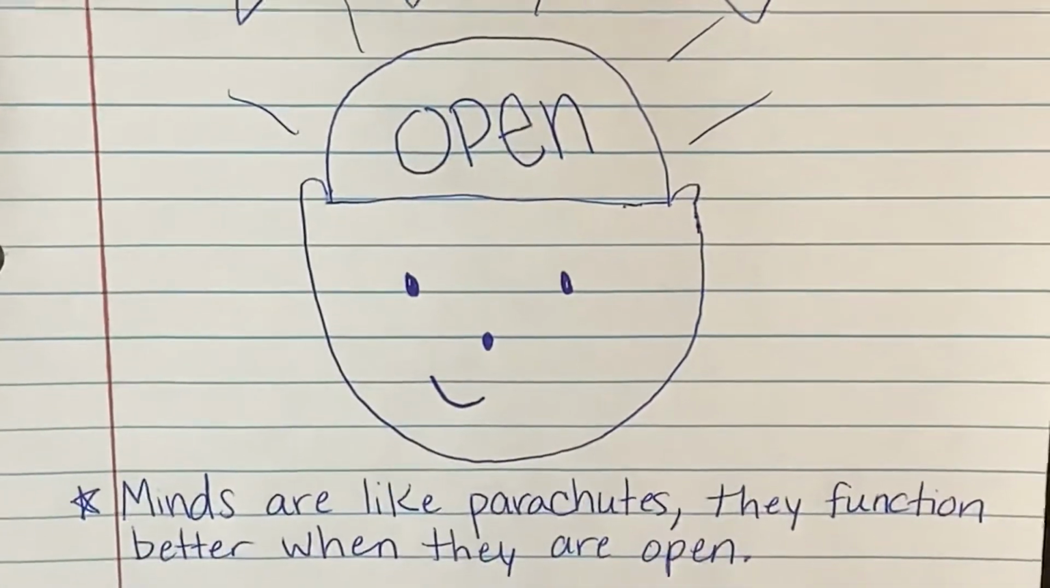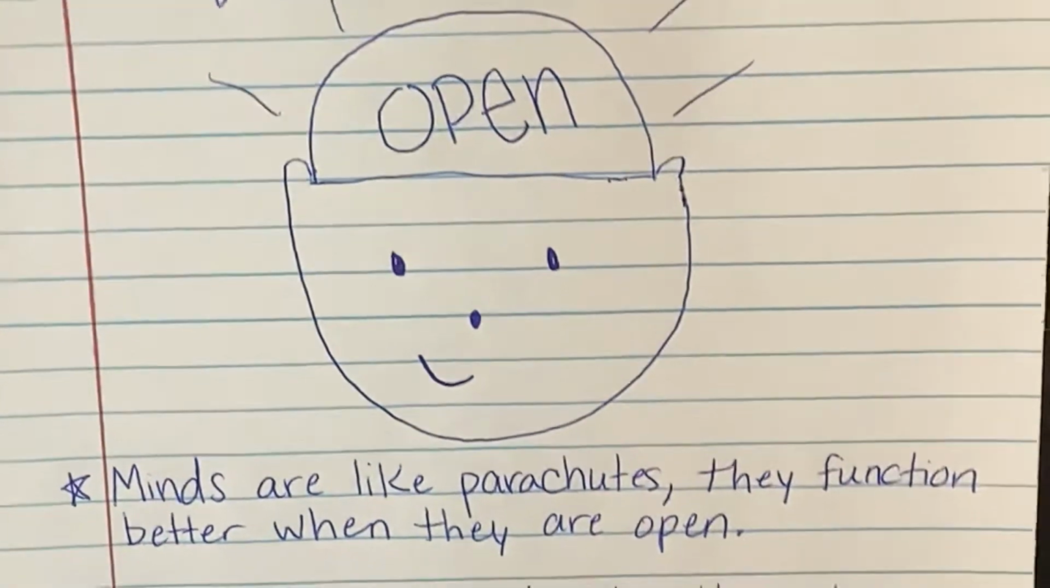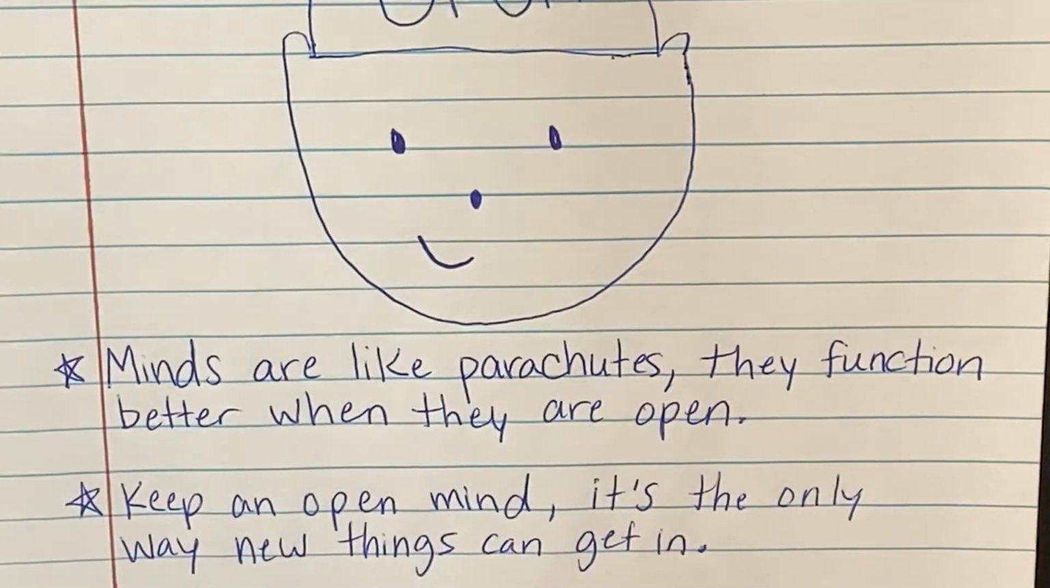Let me show you a couple sayings. Minds are like parachutes. They function better when they are open. Isn't that the truth? And this one: keep an open mind. It's the only way new things can get in. So if you don't keep an open mind when we're learning about fractions, you may not learn how to do fractions. We're going to start really simple.